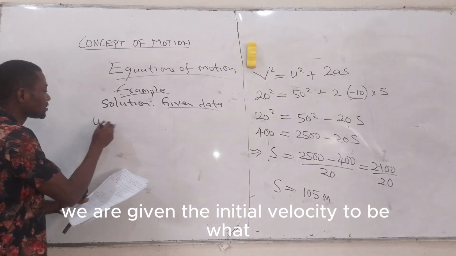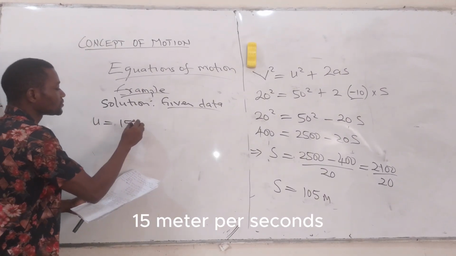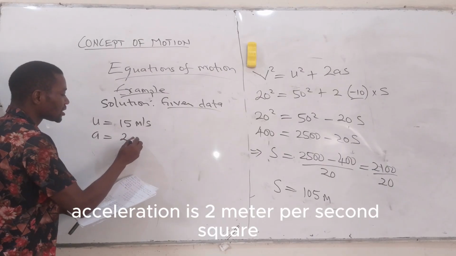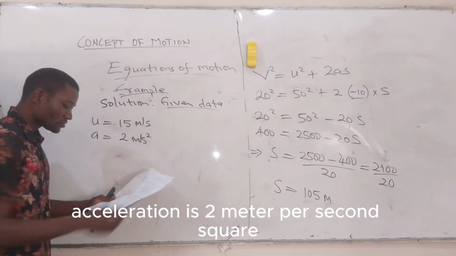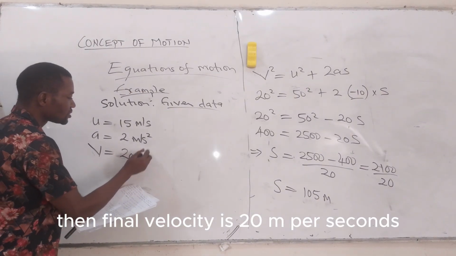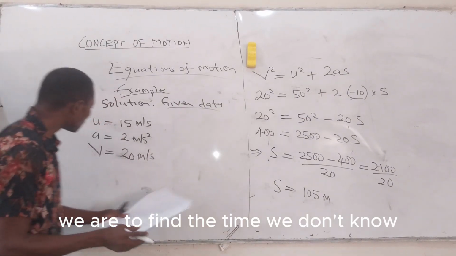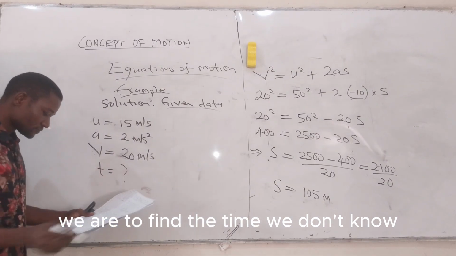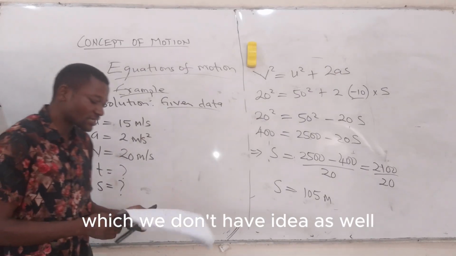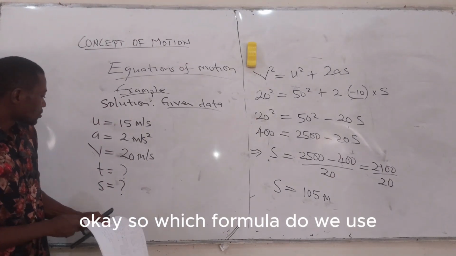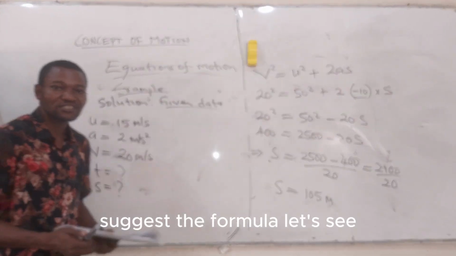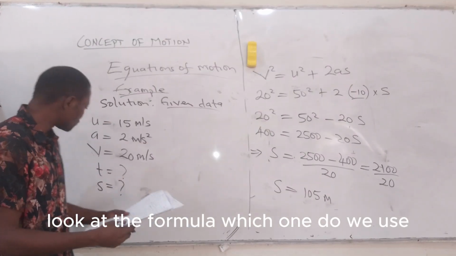We are given the initial velocity to be 15 meters per second. Acceleration is 2 meters per second squared. Then final velocity is 20 meters per second. We have to find the time, which we don't know. We also have to find the distance, which we don't have an idea of as well. So which formula do we use? Suggest the formula. Let's see, look at the formula. Which one do we use?